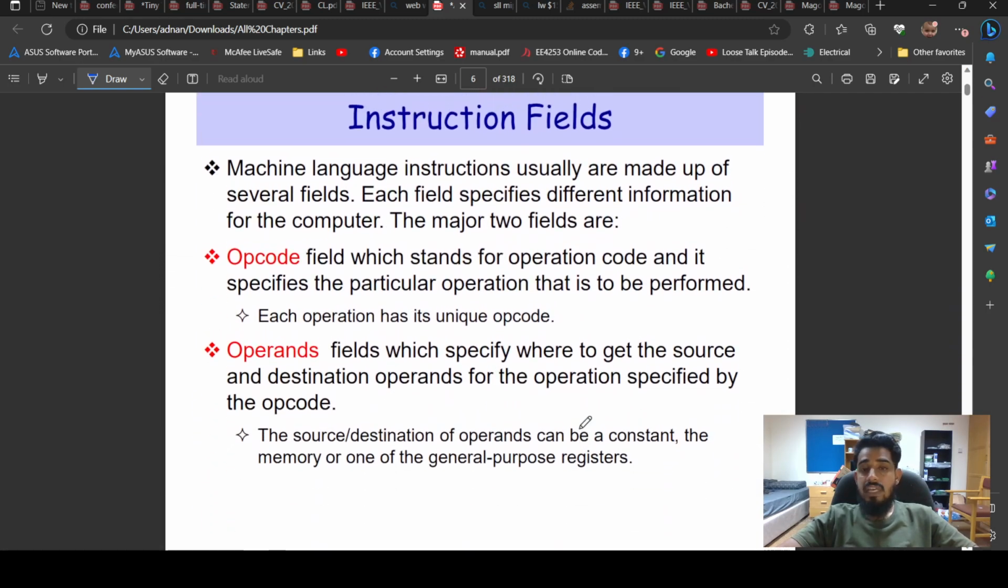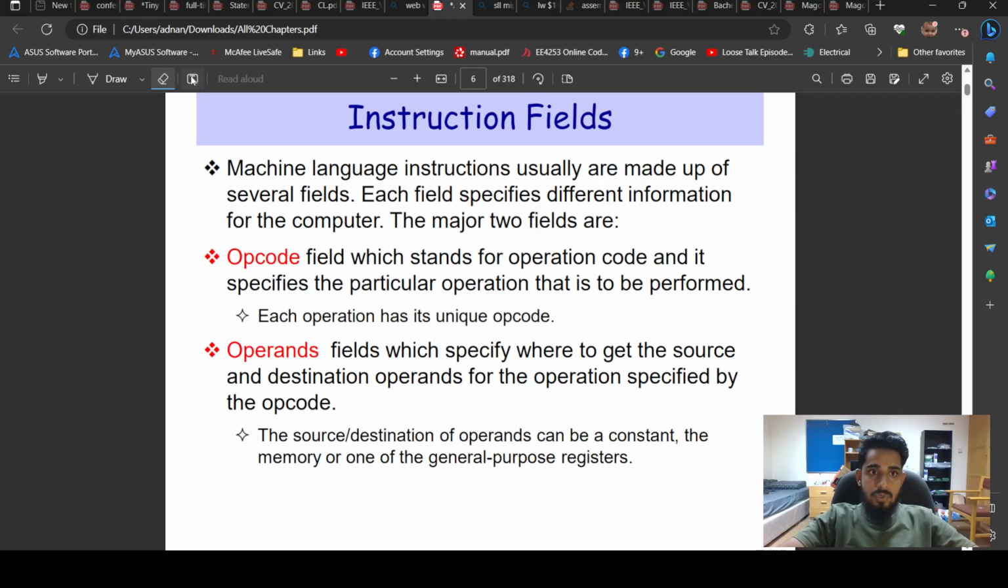Then we have instructions. In an instruction we have two fields: the opcode and the operand. So what is actually the opcode? Let's suppose I'm going to write an add. Let me erase this.